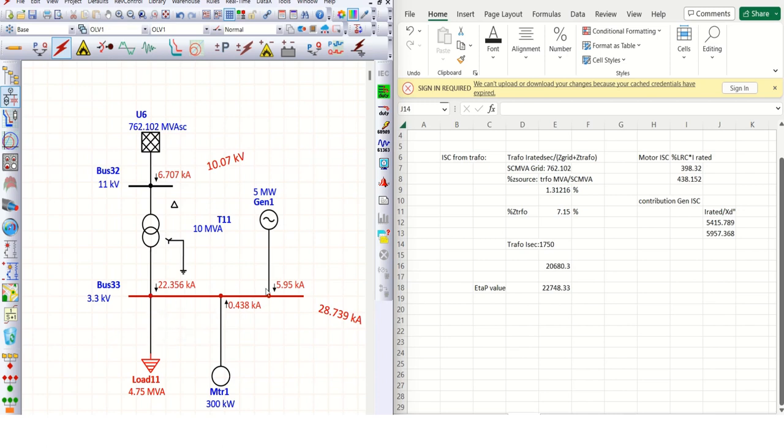So put all these three values together, you're getting 28.739 kiloamps. Similarly, you just calculate ISC total. I can simply add this ETAP value, plus this ETAP value, and this number. So it is saying 29.143, but here 28.739, approximately close value. So this is how short circuit current you can calculate.